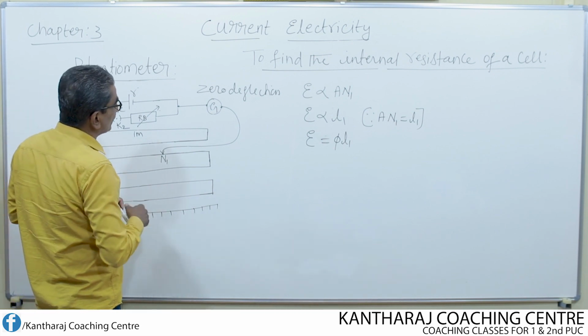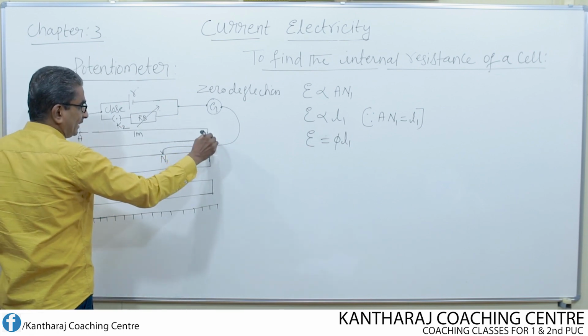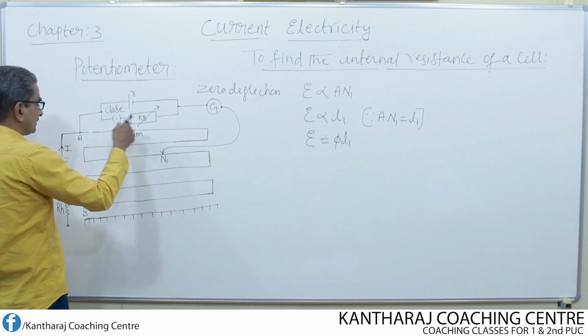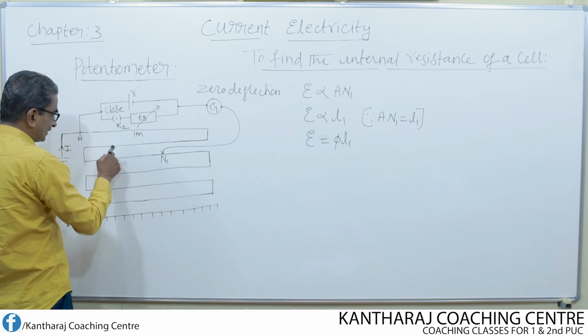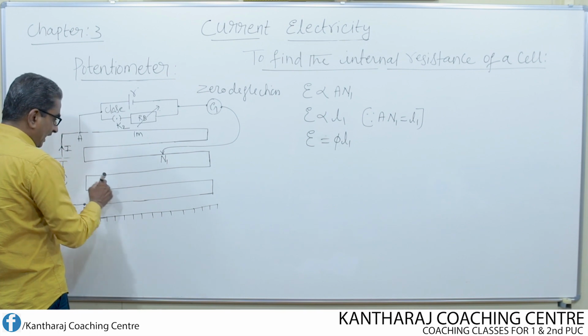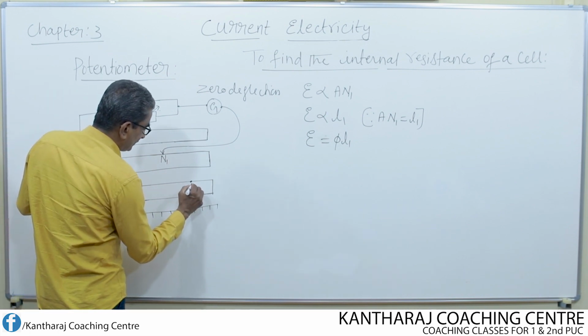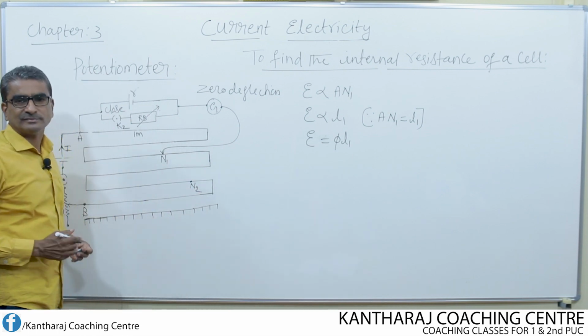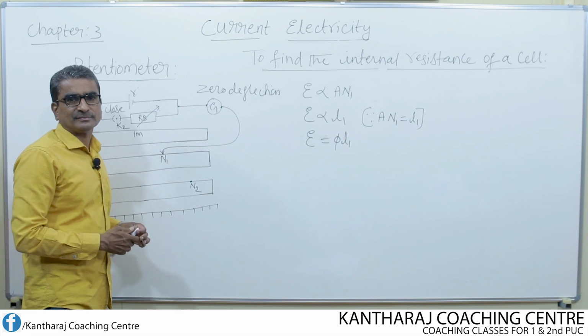Now again move the jockey over the wire slowly from A to B. That means slide the jockey on the wire, keep sliding all along the zigzag path. At one of the points, say for example at this point N2, we get the balance point.